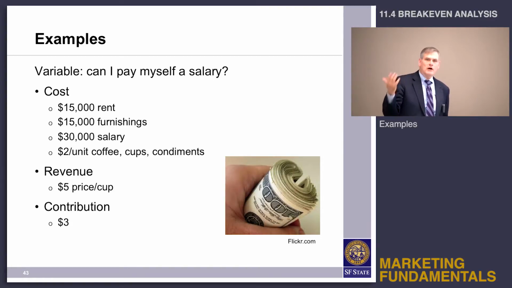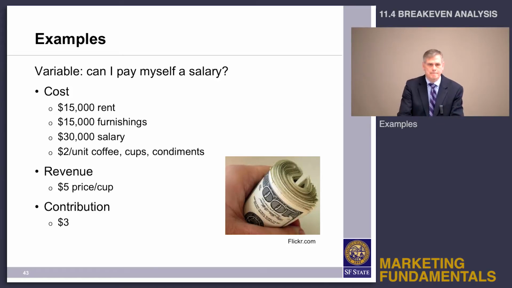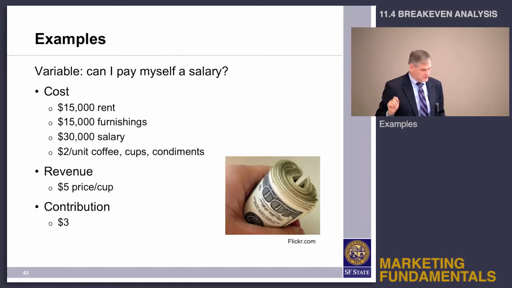So for example, I don't want to work for free. If I'm going to open a coffee shop, I need to make at least $30,000 a year to make it worth my while, right? So how would we treat that $30,000? So I'm glad you guys agree. It's a fixed cost because I'm going to pay myself a salary or we're not going to do it. It's not negotiable.